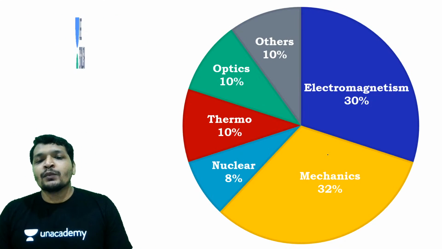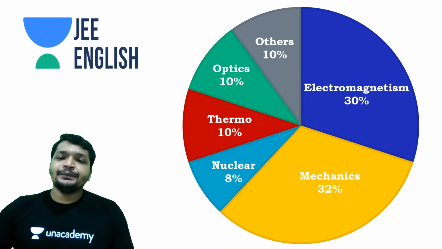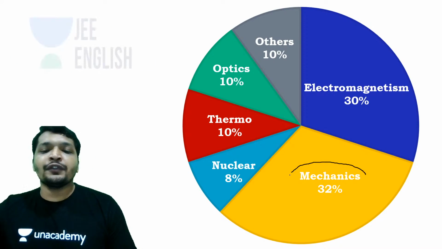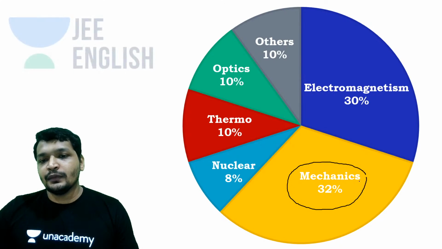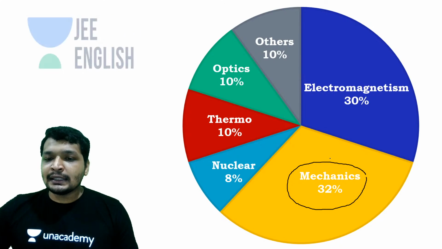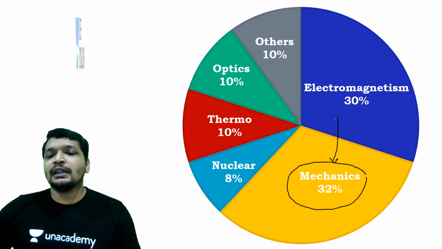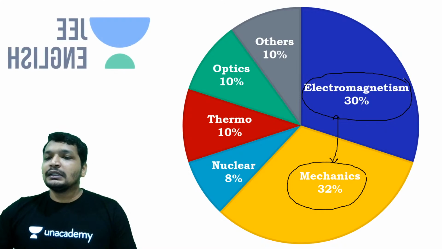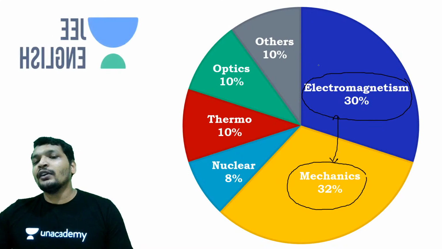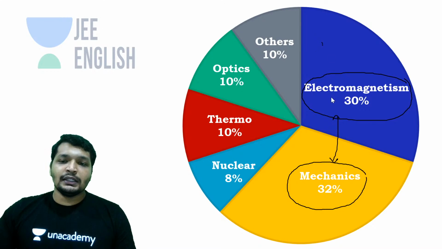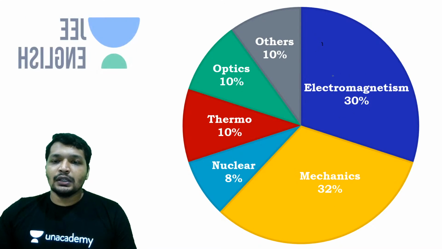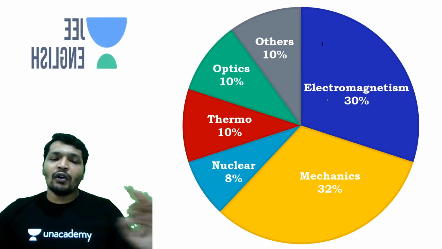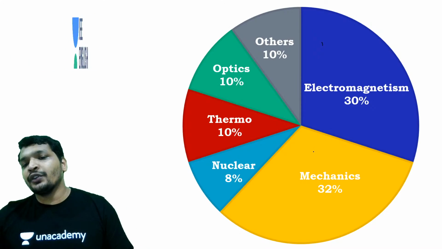So past 10 years says that mechanics is the most asked topic. 32% of your paper will be from mechanics. So it is interchangeable. Sometimes electromagnetism, sometimes mechanics. This is the part of the pie that you cannot ignore to get into one of the top NITs. One of the things you have to grab, definitely, this you will hear all the time, and this is totally true. You need to grab one among them.